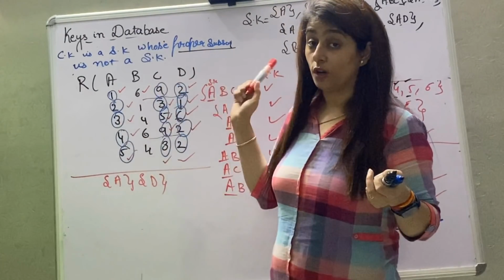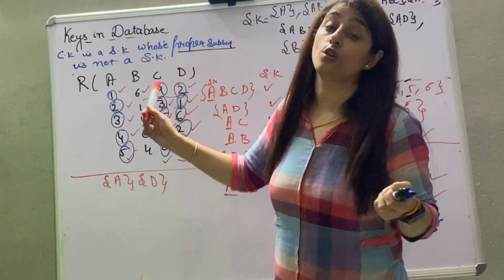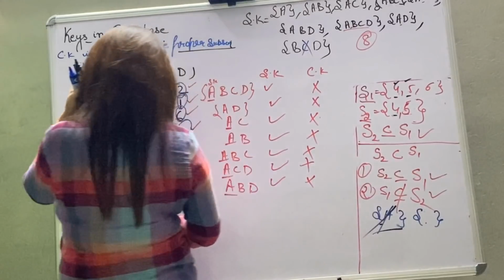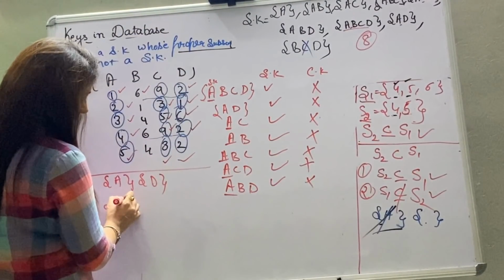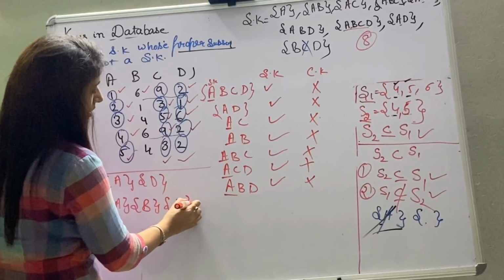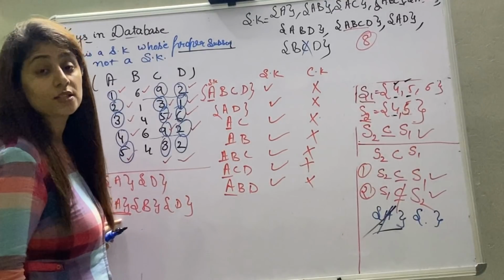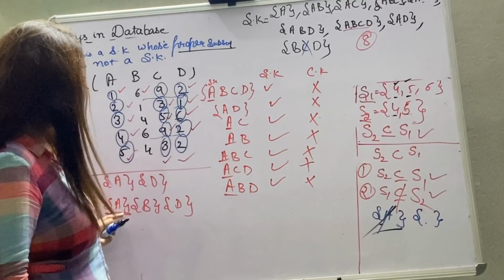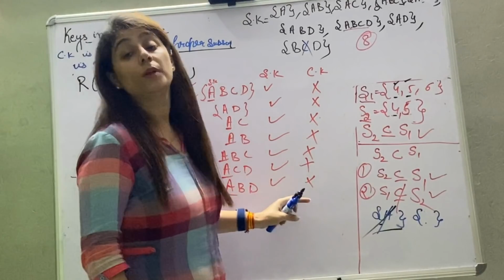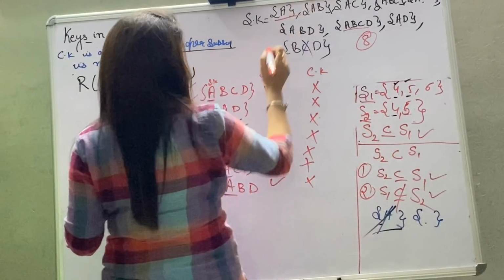So what is the definition saying? A candidate key is a super key whose proper subset is not a super key. So ABD is like if I have here A, B, D. If one of the proper subsets is a super key, then it will not be a candidate key. Clear? So now only A is left.